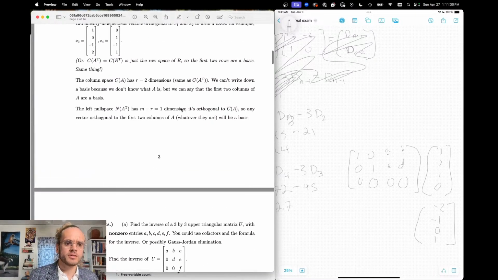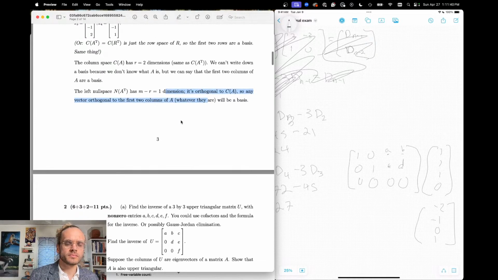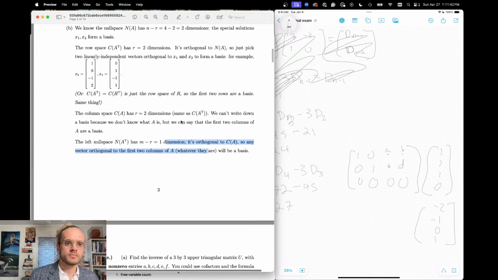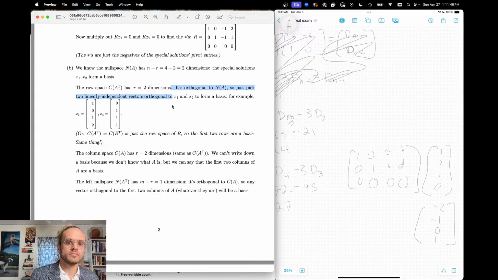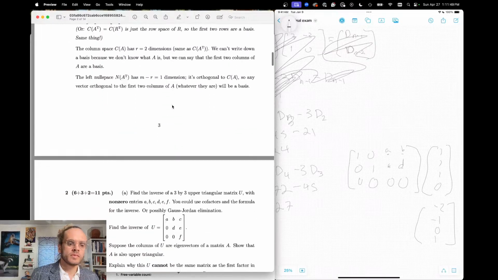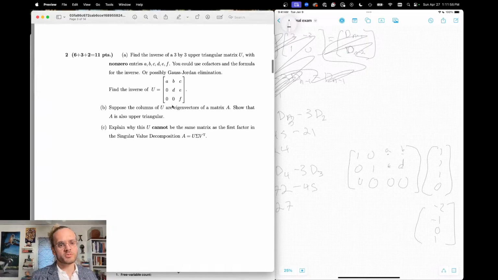So the left null space has m minus r. M minus r, that's the reason. Okay, it's orthogonal to C of A. That one's tricky, that second one, but I should review it later. I should ask ChatGPT for alternate versions of these problems or deeper explanations.